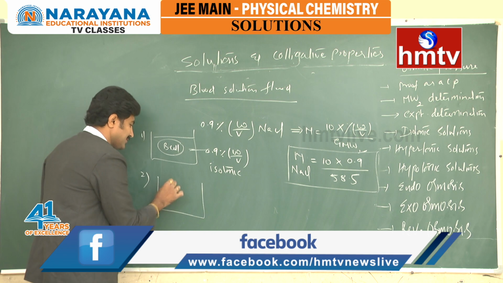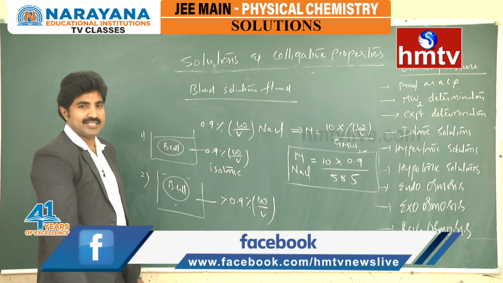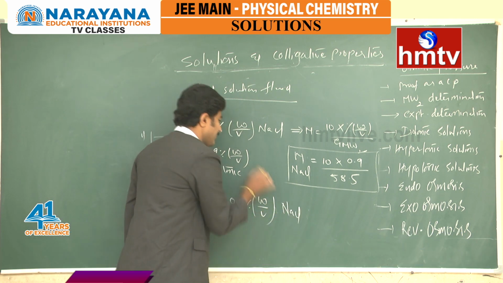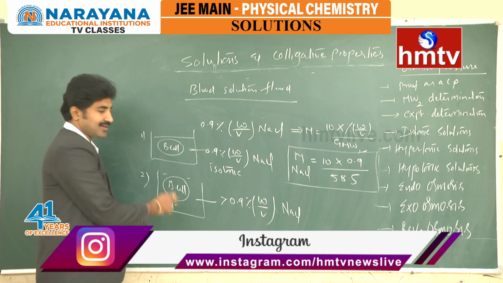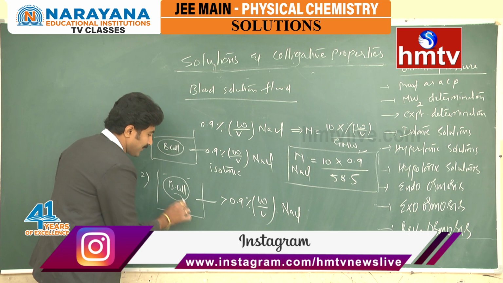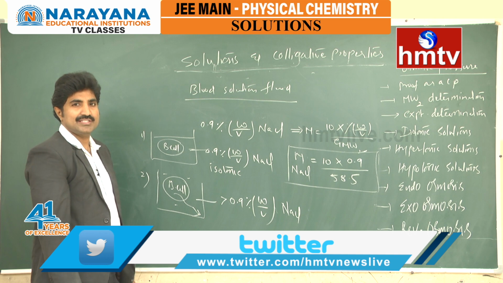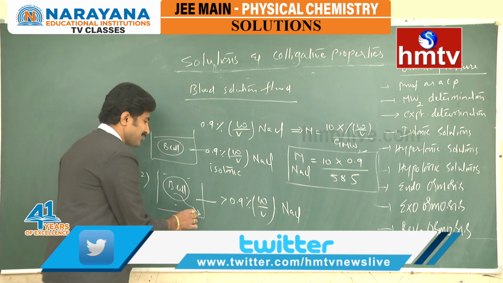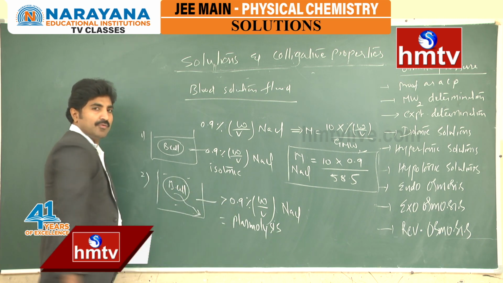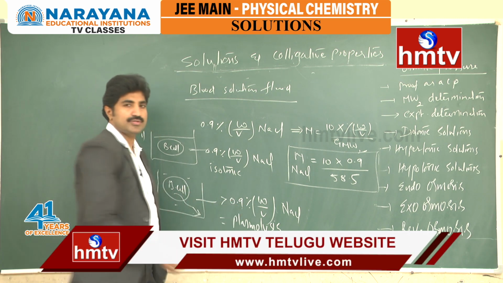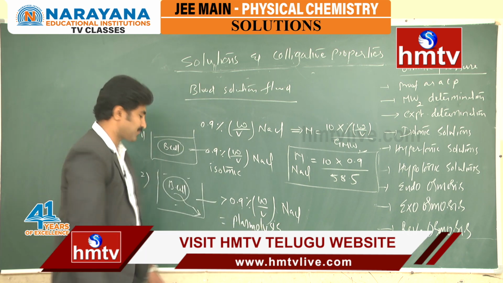Suppose the blood cell is placed in more than 0.9% weight by volume NaCl. What happens in this process? The outside concentration is more, the inside concentration is less. Therefore, solvent migrates from inside to outside. By this, which process takes place? Plasmolysis takes place. When the blood cell is placed in a hypertonic solution, plasmolysis takes place.